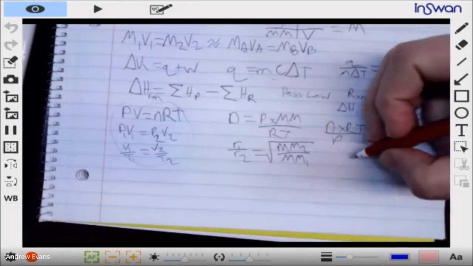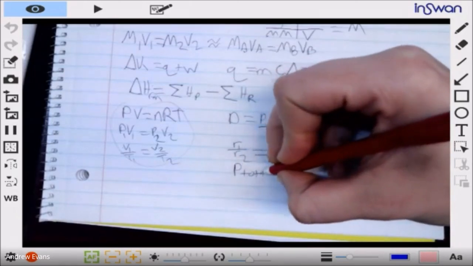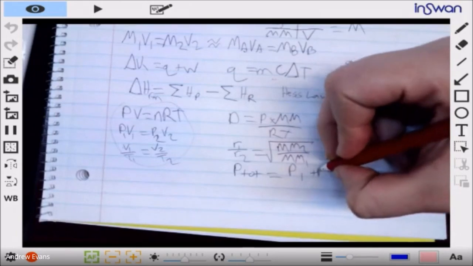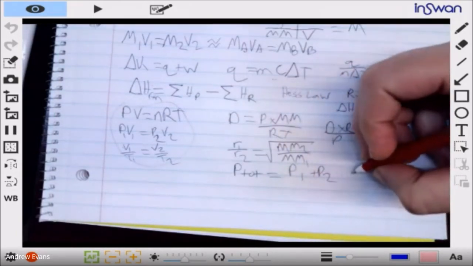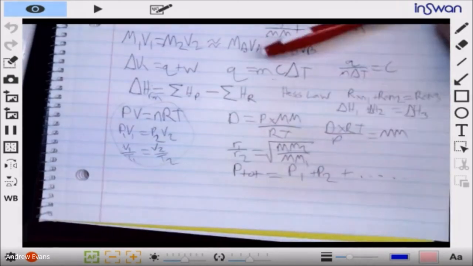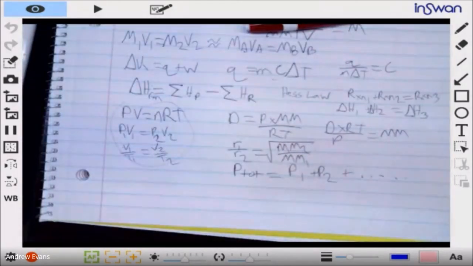There's one other thing, and that was Dalton. Dalton just says that the total pressure is equal to the sum of the pressures of the individual gases. Dot, dot, dot. Total pressure is equal to the sum of each individual gas. Those are our big things.